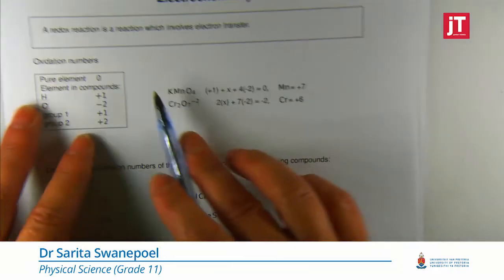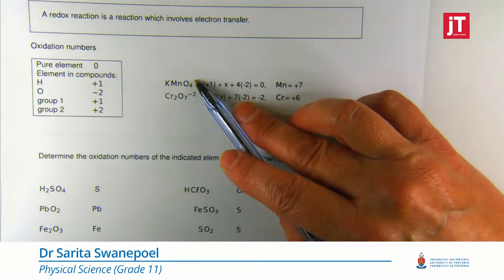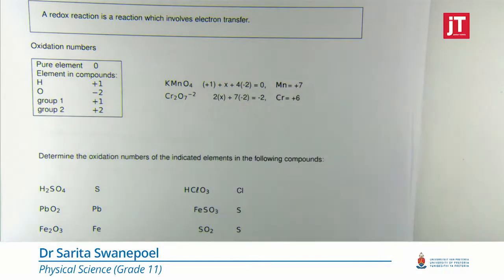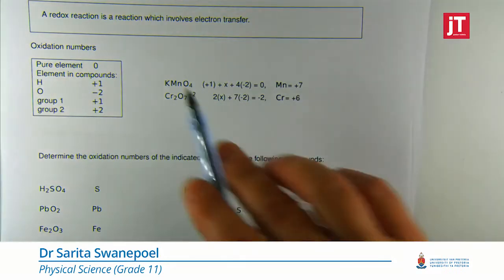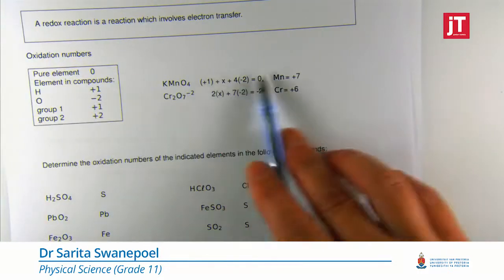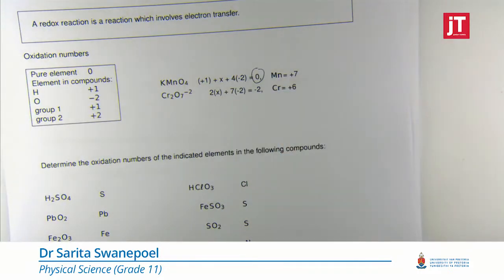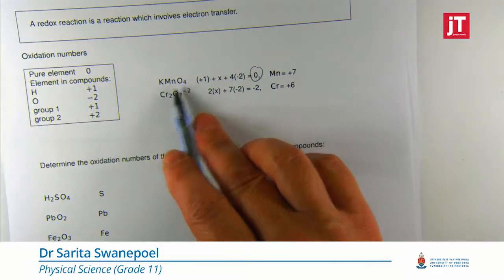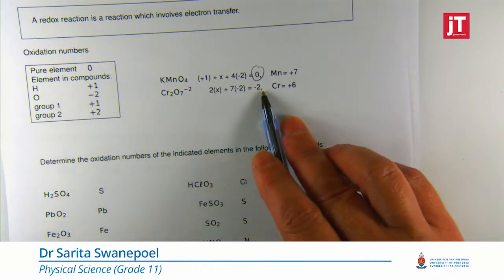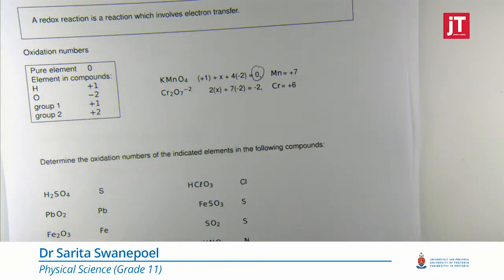Now, if you have something and there's nothing written in the right-hand top corner, then this is a neutral substance. And all the charges, or in this instance, all the oxidation numbers should add up to give you 0. If it is a compound ion, then you will find the total charge there at the top, and all the oxidation numbers should add up to give that.